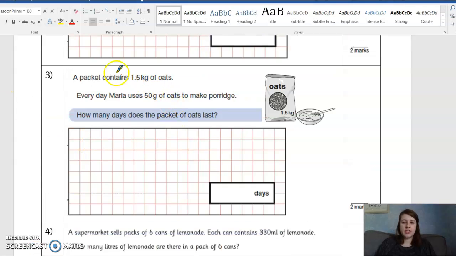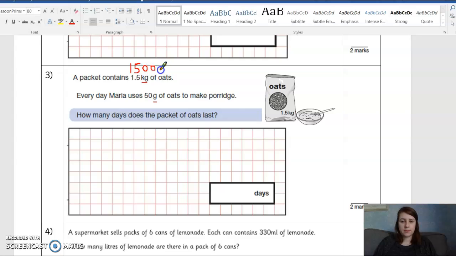Okay, and the final question I asked you to do is number 3, which lots of children always get stuck on. So a packet contains 1.5 kilograms of oats, and every day Maria uses 50 grams of oats to make porridge. How many days does the packet of oats last? So first of all, I need to make sure I'm working in the same unit, and I'm not. So I'm going to take this 1.5 kilograms and turn it into grams. Now I know that in 1 kilogram there is 1,000 grams.